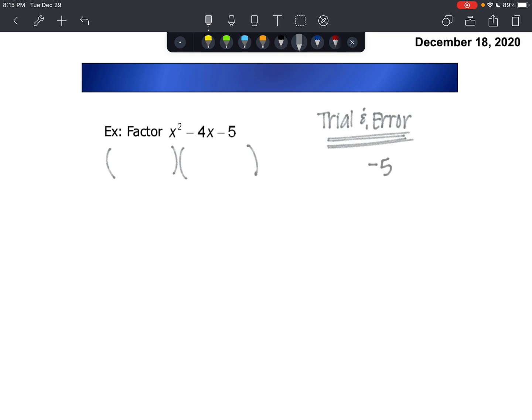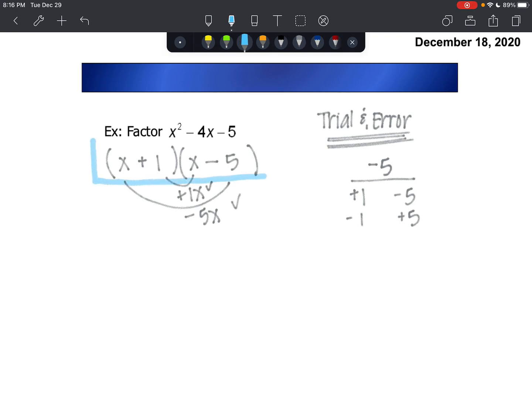So how we get back to x squared is x times x, and then I need to multiply to be -5. So I'm going to have either +1 and -5, -1 and +5. And those are the only two options. And I need to combine to be a -4x. So I'm going to go with +1 and -5. That outer gives me -5x, the inner gives me +1x. That checks out. So our factored answer is x plus 1 times x minus 5.